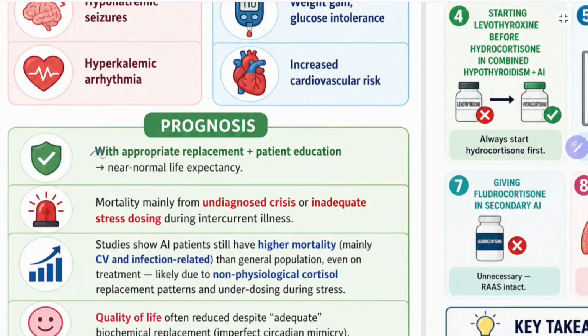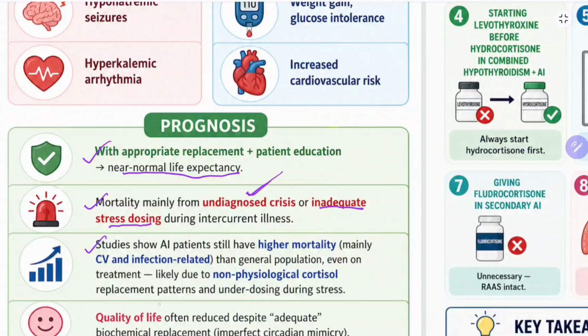prognosis. With appropriate replacement plus patient education, there is near normal life expectancy. Mortality is mainly from undiagnosed crisis or inadequate stress dosing during intercurrent illness. Very important. During intercurrent illness, they use the same dose and they land up with AI crisis. Okay, or the patient has an undiagnosed condition and some precipitant lands them in AI crisis. That is associated with high mortality.